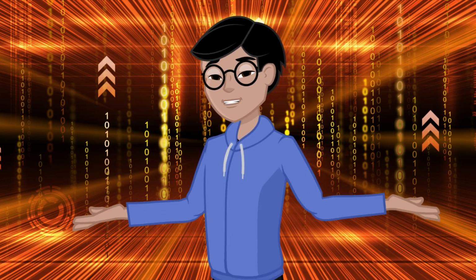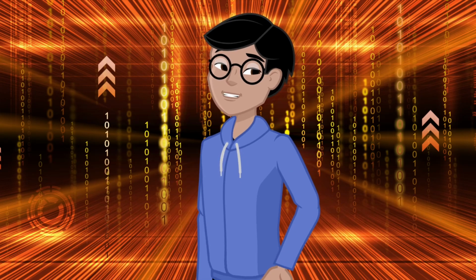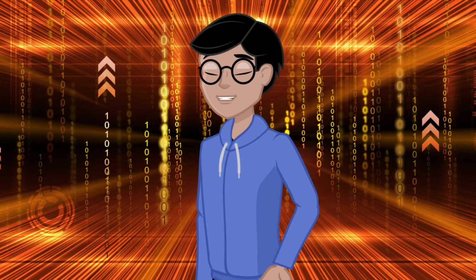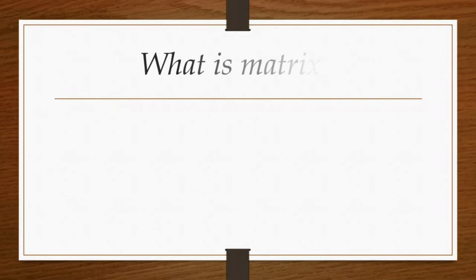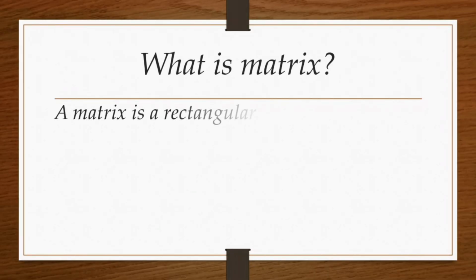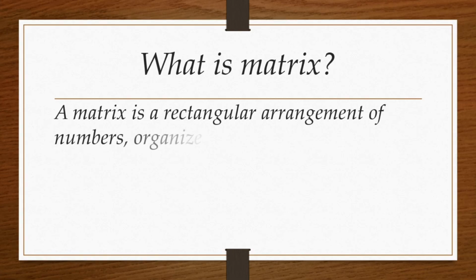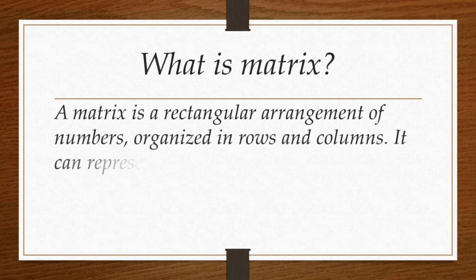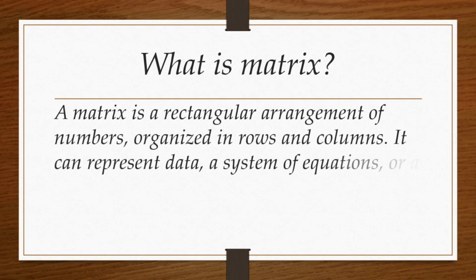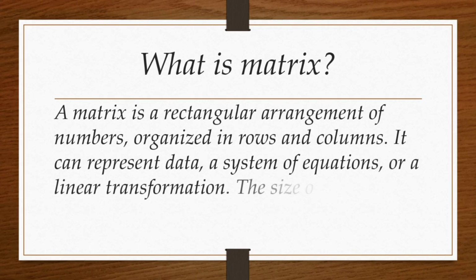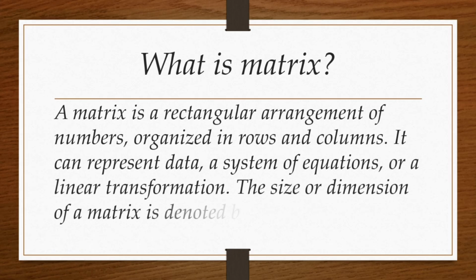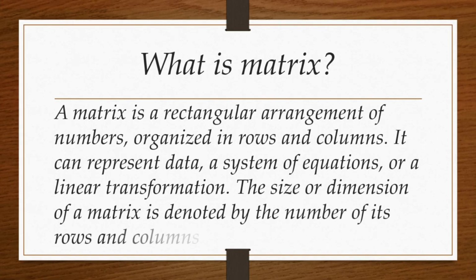Let's dive right into today's topic. Before we dive into the problem, we want to know the concept of matrix and its basic operations. What is matrix? A matrix is a rectangular arrangement of numbers organized in rows and columns. It can represent data, a system of equations, or a linear transformation. The size or dimension of a matrix is denoted by the number of its rows and columns.